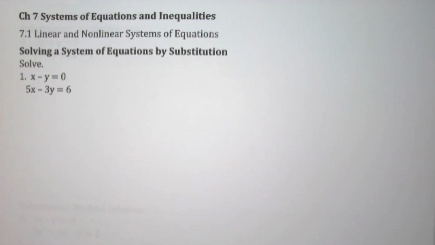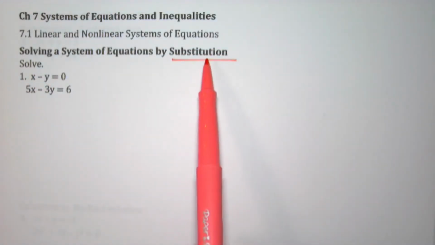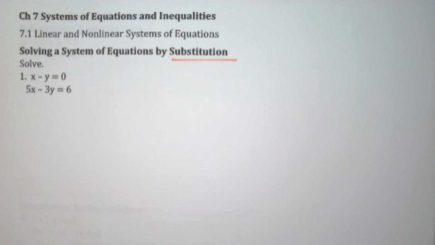So for 7.1, the key feature is we're doing every single one of these systems with substitution. So we're not using that elimination method where you get things to cancel out. It's solve for one variable, substitute in, solve for the rest, and then back solve to solve your system. So let's just see an example real fast with number one.